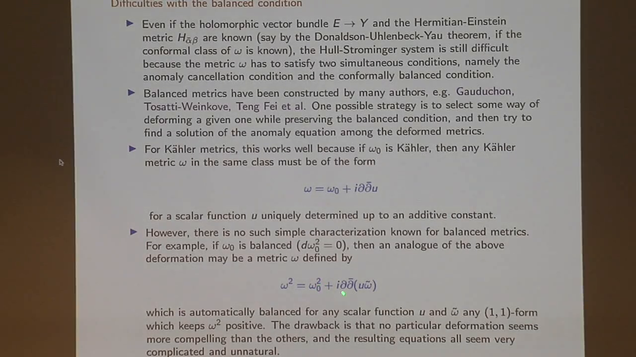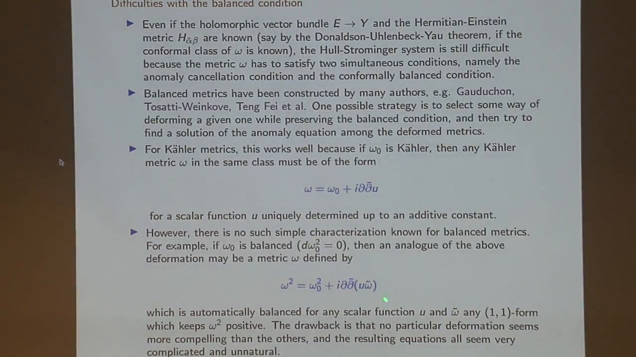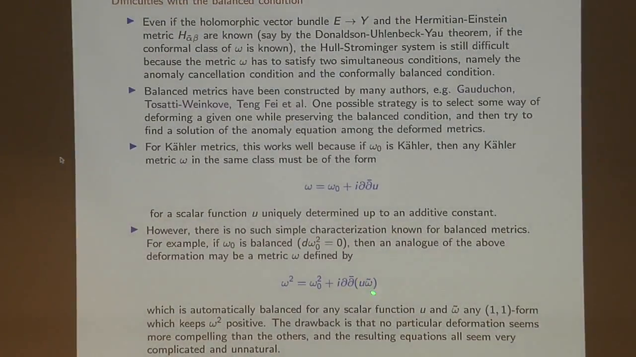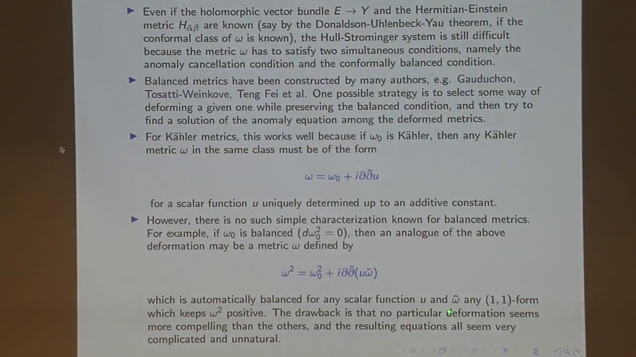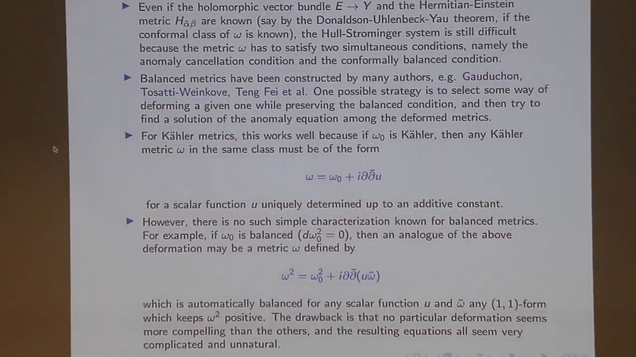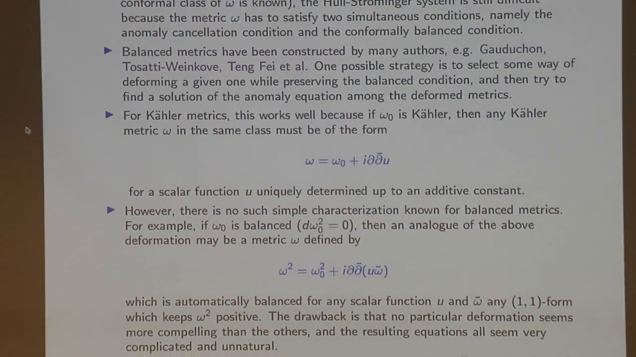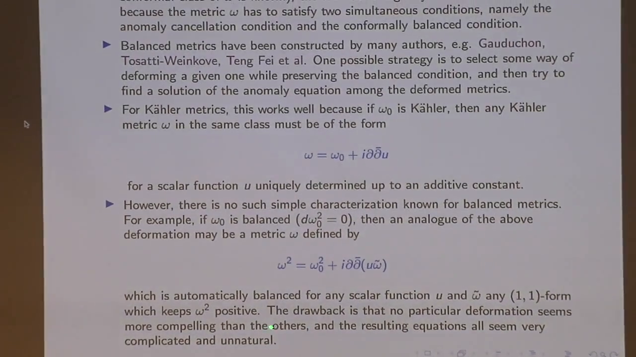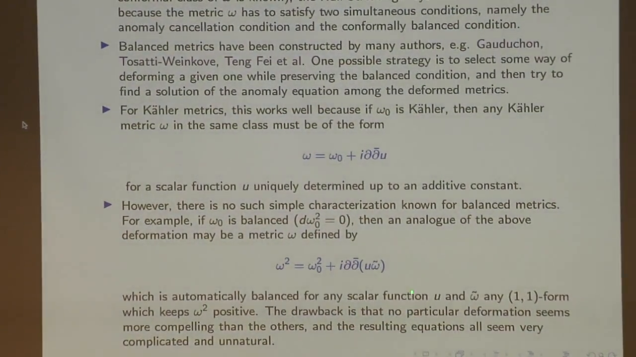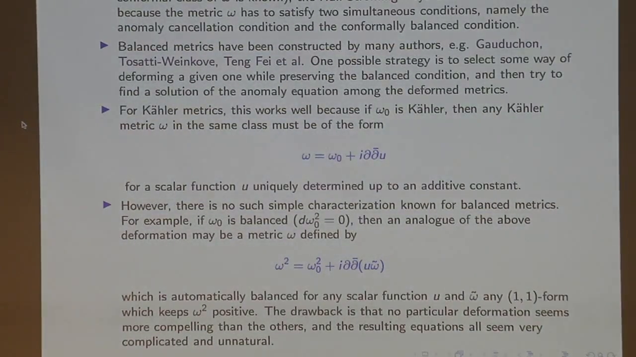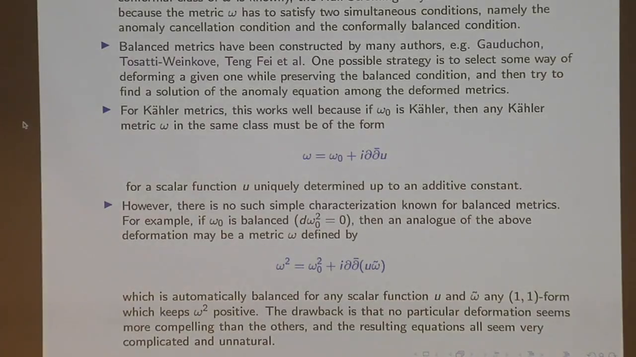You take omega squared and you add i partial partial-bar of something, but then the very fact that this something here is a 1-1 form allows a lot of choices. So for example, you can take a scalar function u, you can take any function, any form omega tilde, and still have a balanced thing. And so it doesn't look natural, and perhaps worse than that, if you try to rewrite the equation in terms of these new unknowns that you introduce, you're going to get a very messy equation. So what to do?